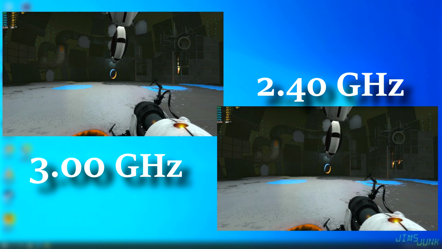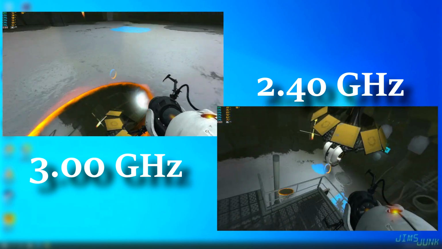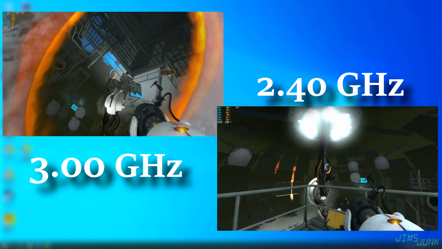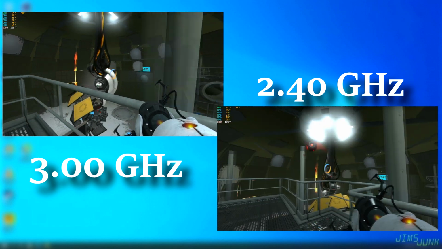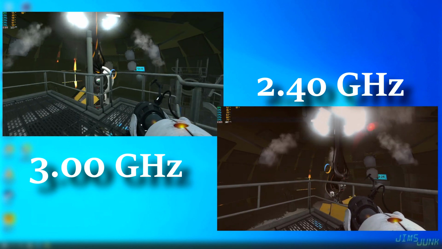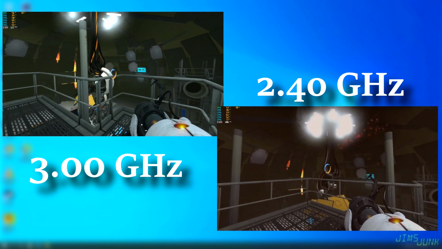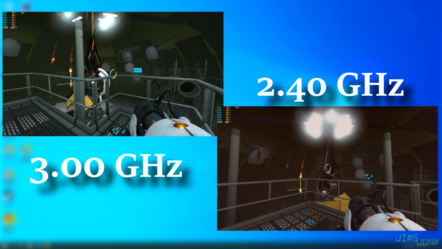Portal 2. We didn't even have to test this, since Portal will run decently on a Pentium 4, but the frame rates were about the same as we ran out of GPU. You can see the GPU usage sitting at or close to 100, so the frame rates are going to be the same across both.